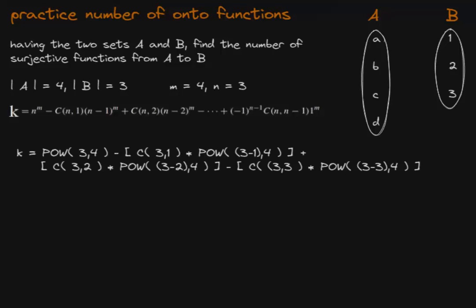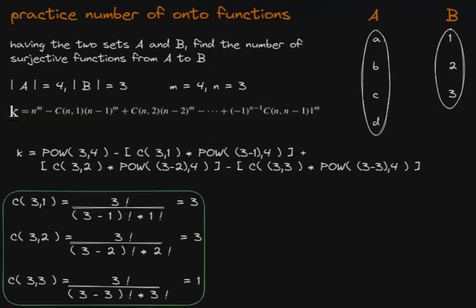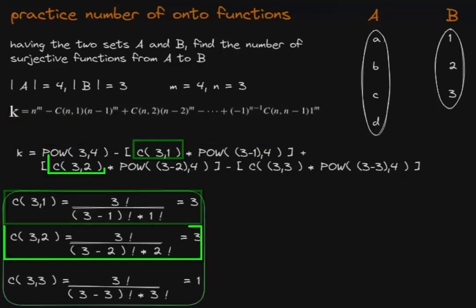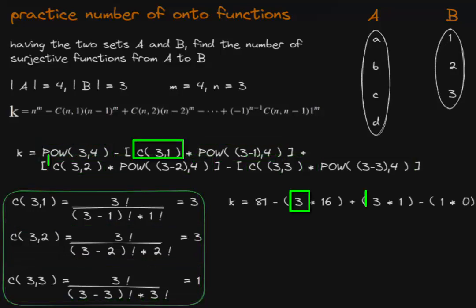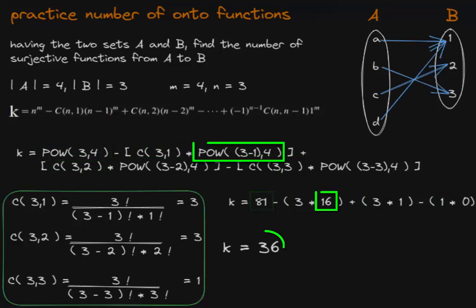After replacing the terms of the formula, we solve these n over k combinations. Along with the powers, we found that there can be as many as 36 different one-to-one functions between A and B.